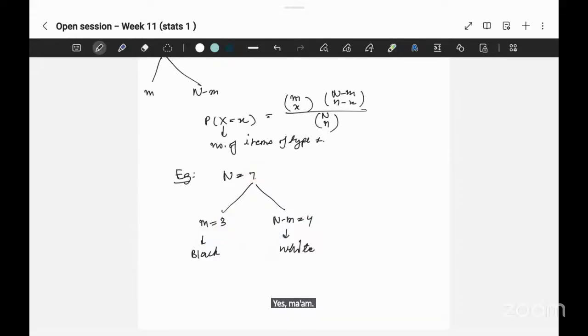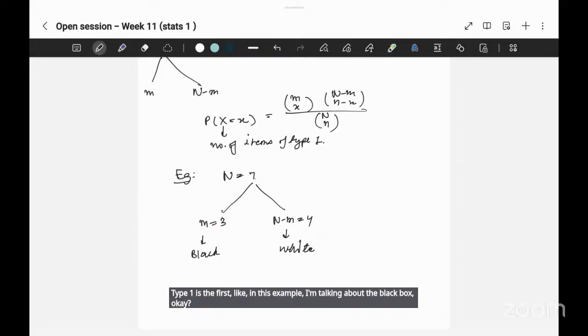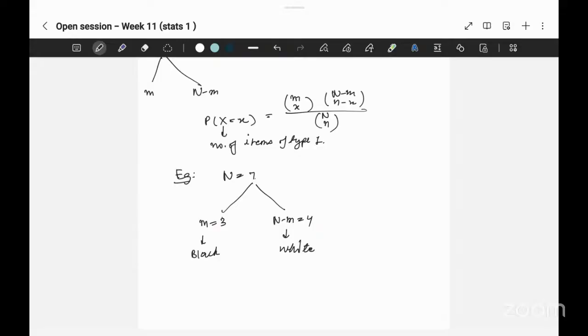And what did you write after type? Number of items of type 1. Type 1 is the first type. Like in this example, I'm talking about the black balls. Okay? Is this clear? Till here it's fine?